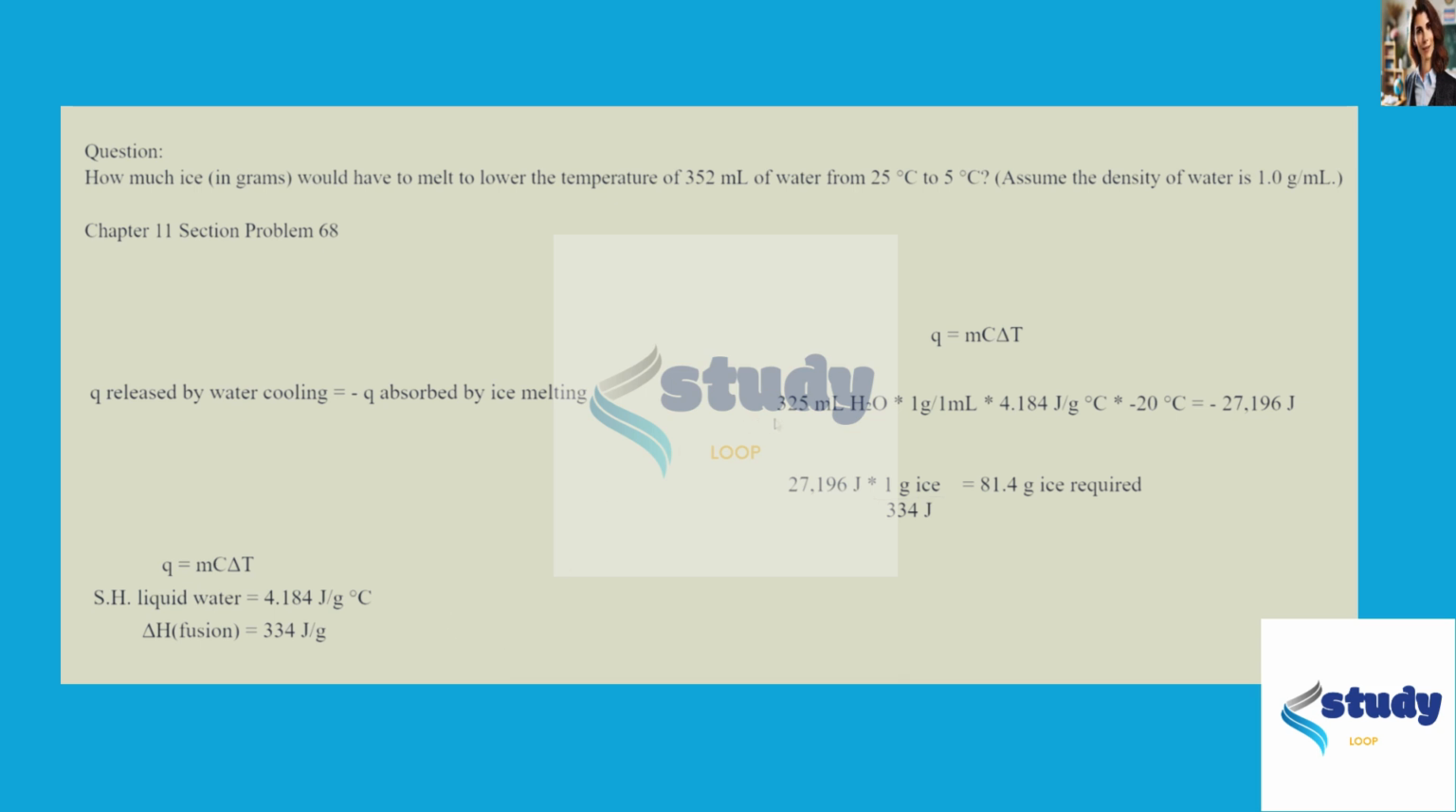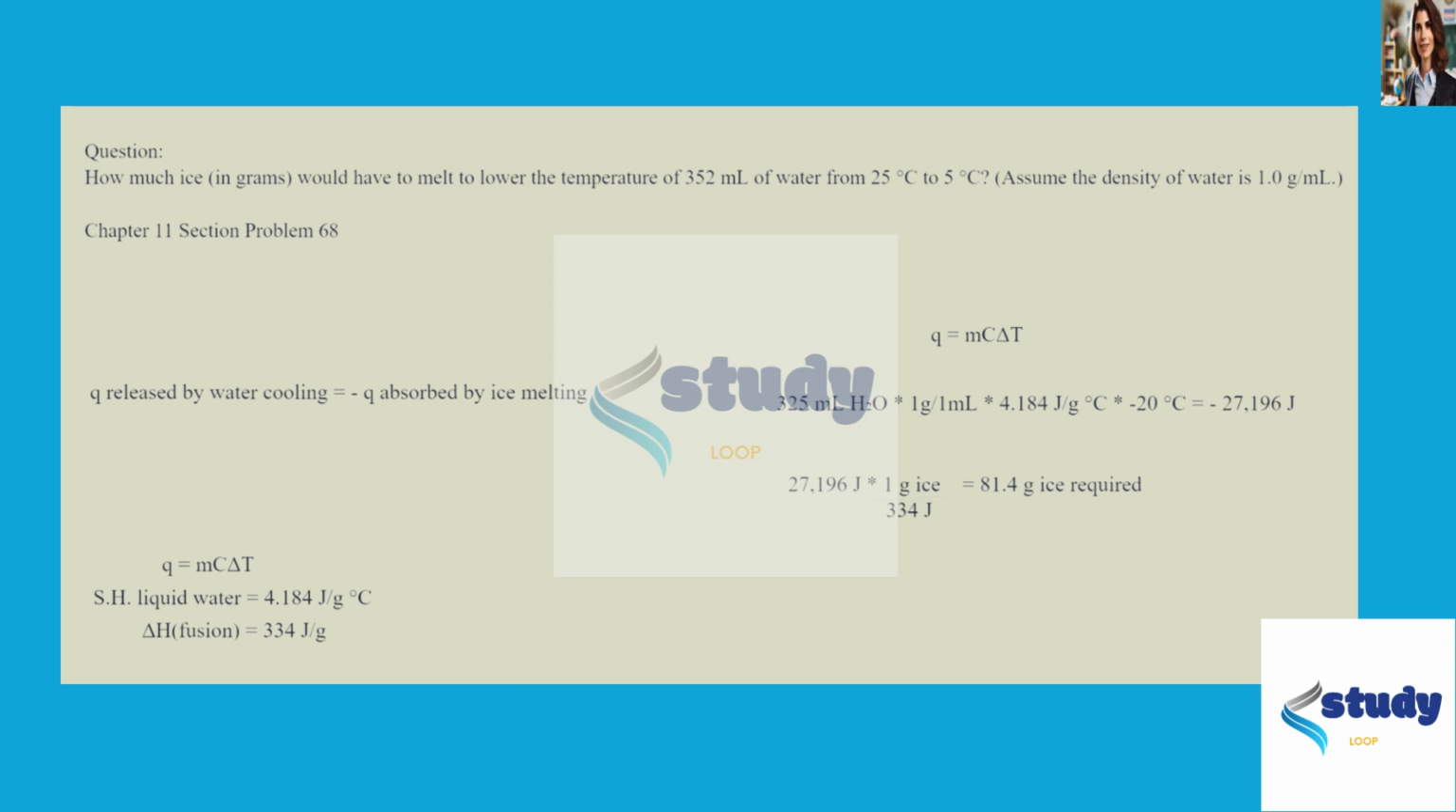So our starting place here is the volume of liquid water, so 325 milliliters of water times the density, 1 gram per milliliter, and then times the specific heat, which is 4.184 joules per gram per degree Celsius, times that delta T. And delta T is always T2 minus T1, so 5 minus 25. So that'll give us minus 20. And if you plug that into your calculator, you'll get minus 27,196 joules. And that's the amount of energy that it needs to release into the solution.